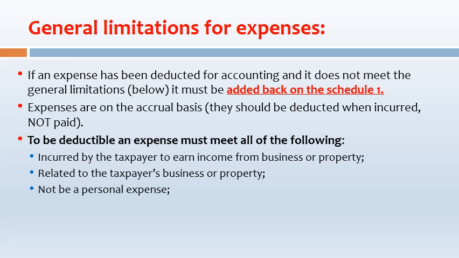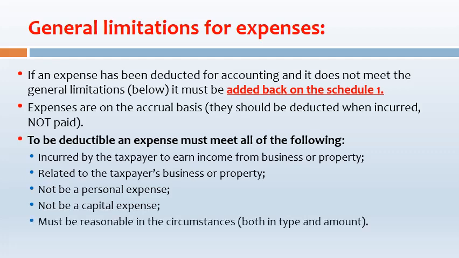Can't be a personal expense. That can't be run through the business expenses. Can't be a capital expense, capital assets, etc. We'll talk about how capital assets are treated, but we know that's through the CCA system. And has to be reasonable given the circumstances. We're going to talk about a general reasonability clause, something like meals and entertainment, which while for accounting purposes you can deduct 100%, for tax purposes the Income Tax Act says, well, 100% is a little unreasonable. 50% seems more reasonable. So we'll look at some more examples of that coming up.